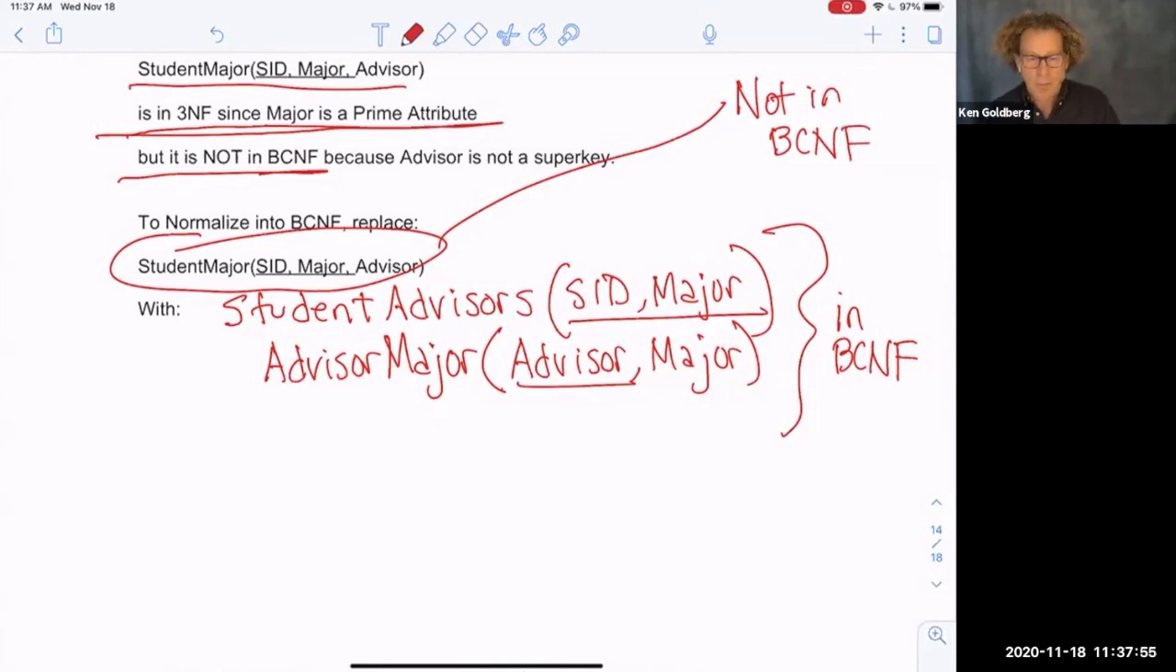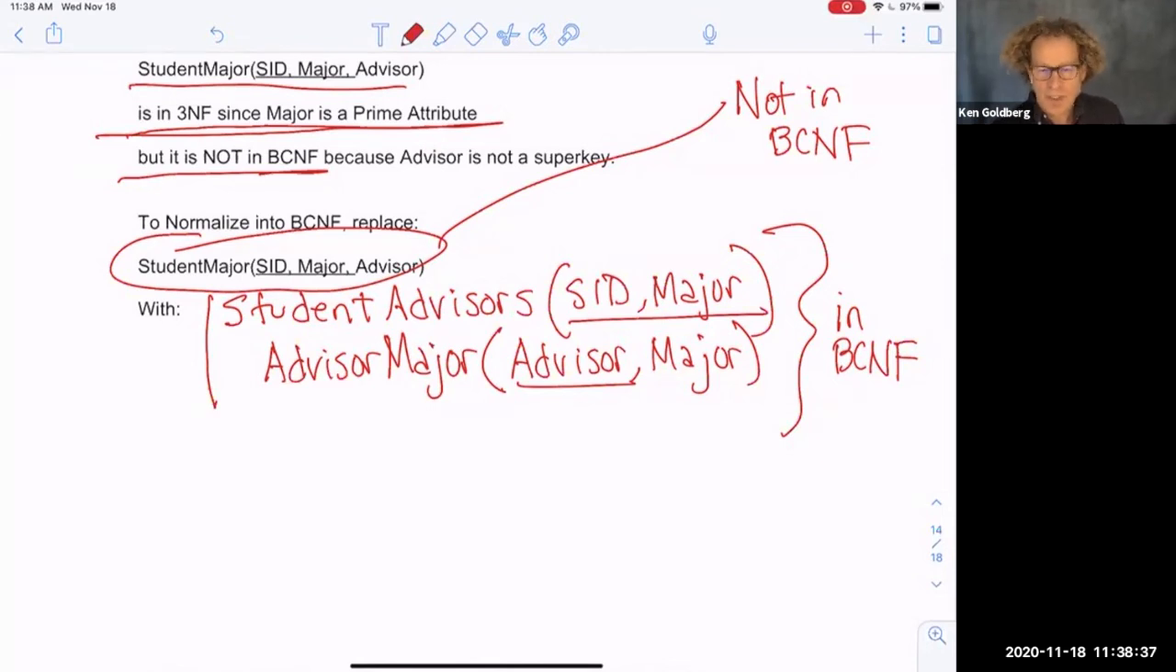All right, now notice carefully that there is a nuance here. When I do this normalization in this case, what I've done is I've essentially lost what is the exact advisor for each student. Do you see that? Because I now say what major a student's in, and they could have more than one major. And I know which advisors go with which majors, but I don't know what precise advisor that student has. So I've lost a little bit of information in this normalization process.